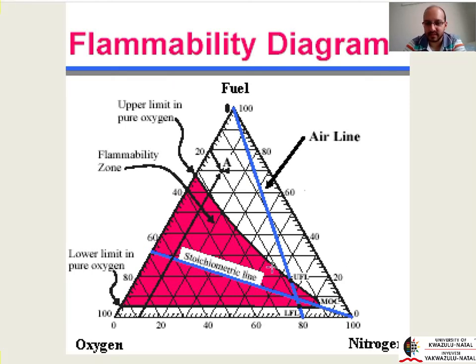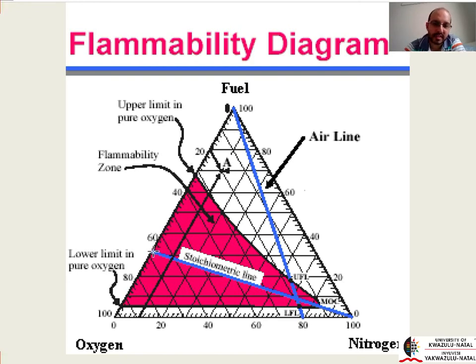Okay, so that's one relevant line. Then you have the stoichiometric line. Remember that your fuel will burn in oxygen. It's only the oxygen that's actually reacting with the fuel. The nitrogen doesn't play much of a part. So let's say, for example, your fuel is reacting with the oxygen, in the case where there was only fuel and oxygen and no nitrogen at all. That would represent the base of this triangle here.